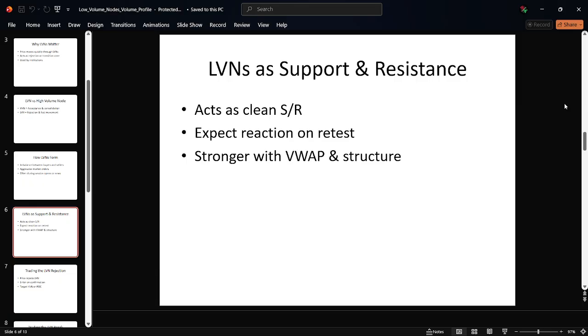Like I said, it's going to act as a scary area for sellers or buyers because it has not yet been claimed by either party. Expect reaction on a retest, starting with VWAP or structure or any order flow chart, point of control, value area low, value area high. It can also be VWAP, Bookmap levels. LVNs are something that you add to your strategy, not completely trade. I will give you guys a way you can trade it completely. It would just be from imbalance to balance, but we'll go over that in just a little bit.